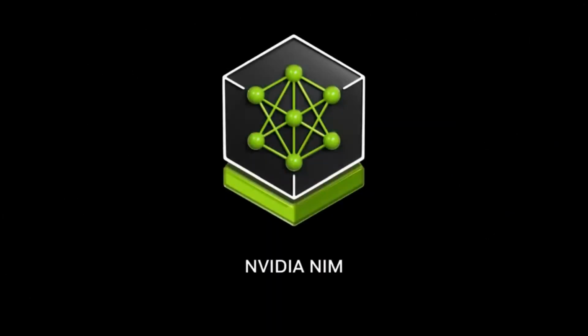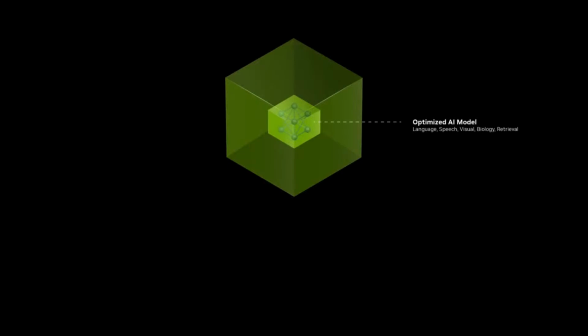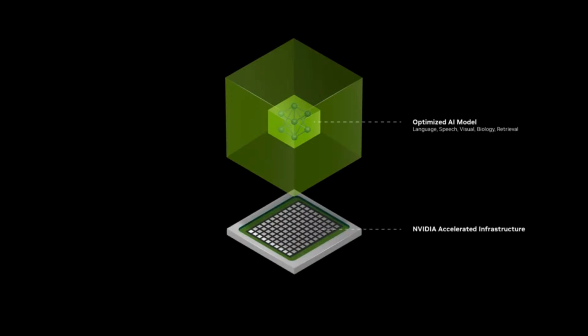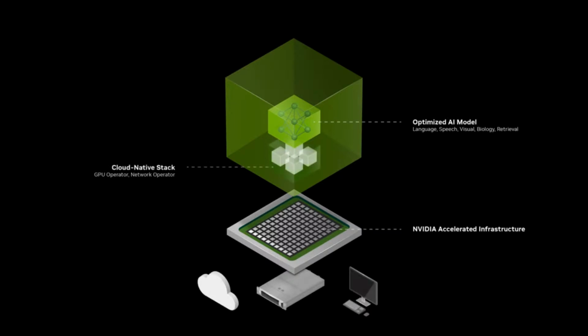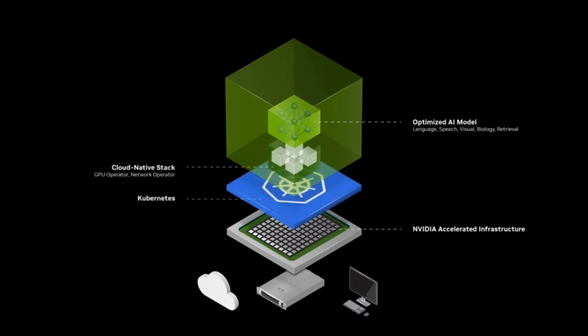NVIDIA NIM delivers the features critical to easy, scalable deployment of generative AI models. NIM is a set of accelerated inference microservices that enables organizations to run AI models on NVIDIA GPUs anywhere, in the cloud, in the data center, and on workstations and PCs. Built on a cloud-native stack, you can deploy NIMs locally with a single command or orchestrate and autoscale with Kubernetes, unlocking the flexibility needed for modern AI workloads.